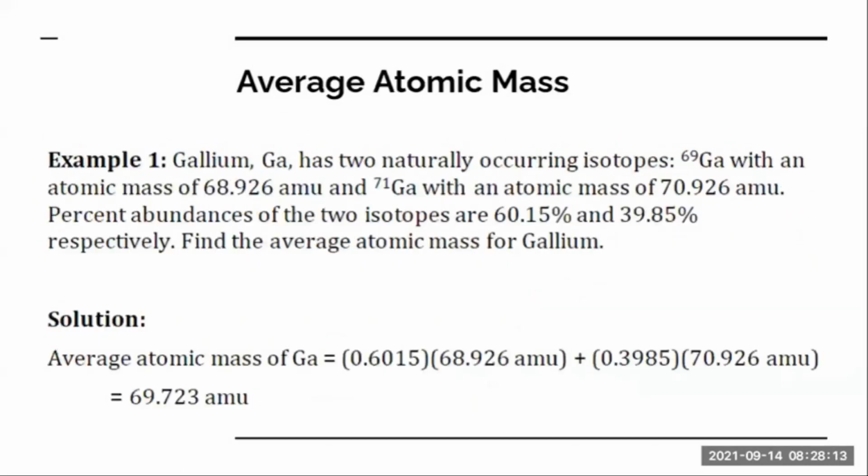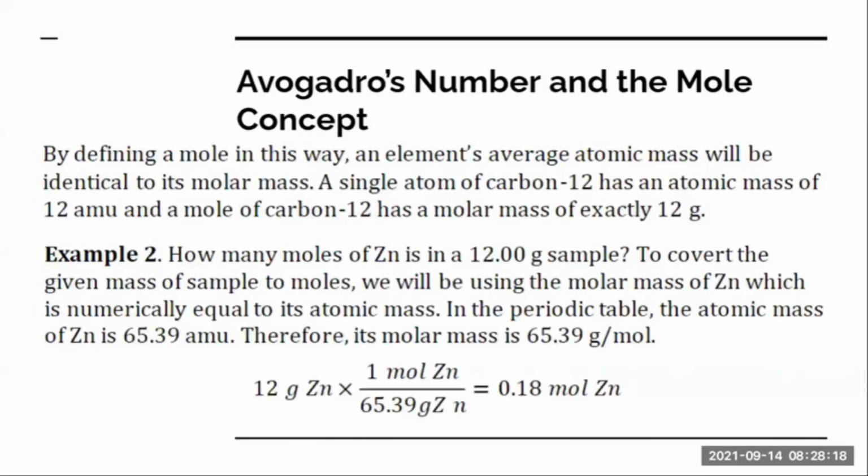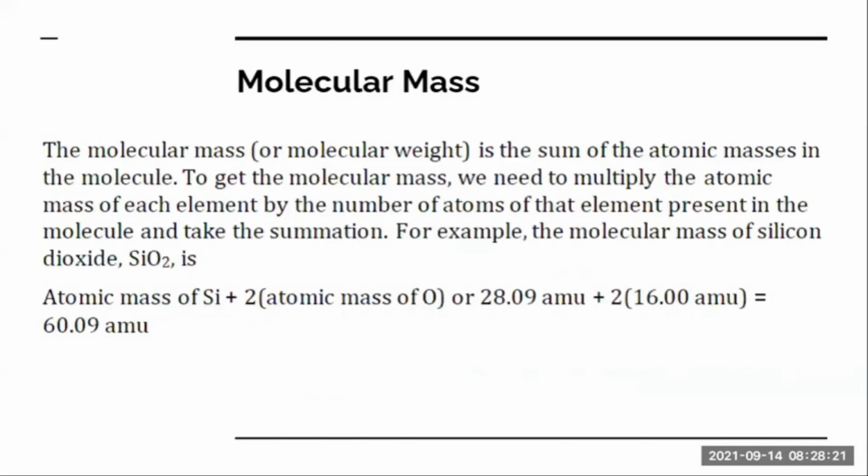Atomic mass is for an atom of an element, of course. For molecular mass, this is for a molecule. Again, the definition of molecule is when 2 or more atoms are joined together, regardless of if the atoms are different or the same. Okay, so the molecular mass or molecular weight is the sum of the atomic masses in the molecule. To get the molecular mass, we need to multiply the atomic mass of each element by the number of atoms of that element present in the molecule and take the summation.